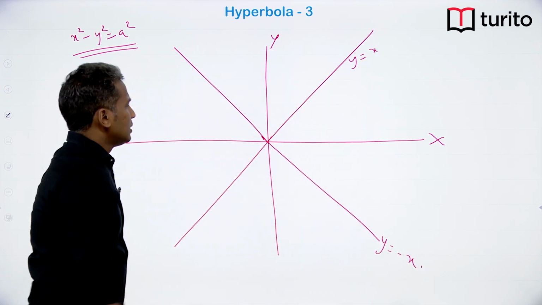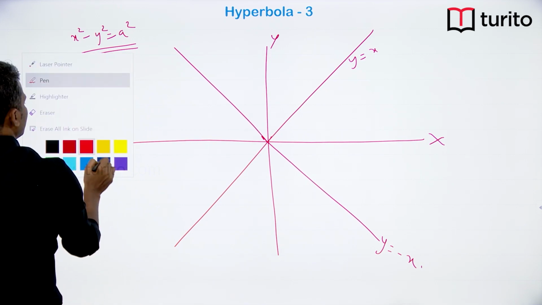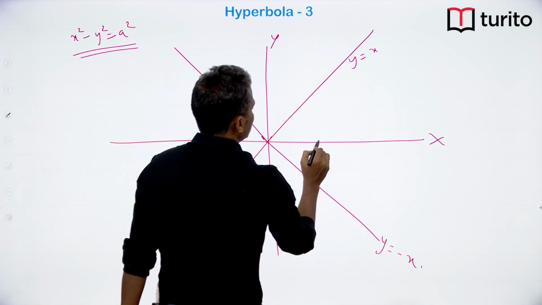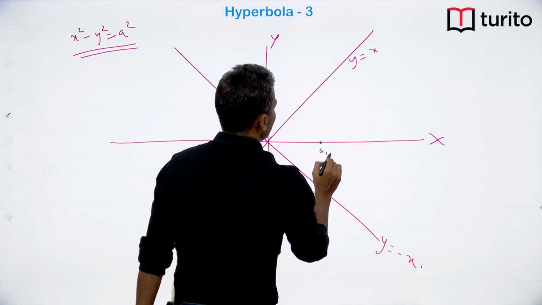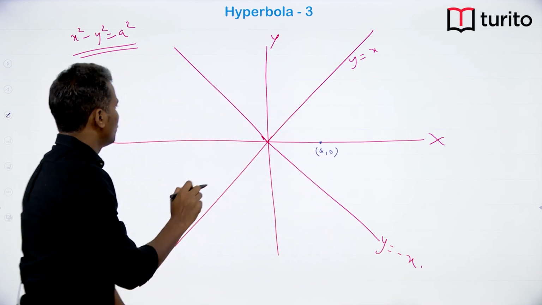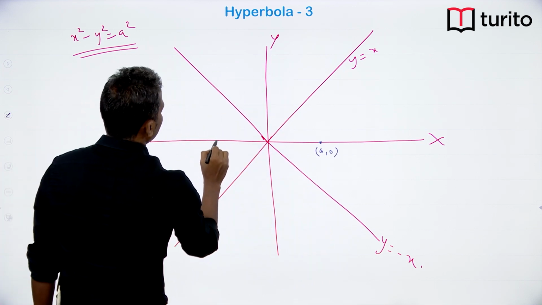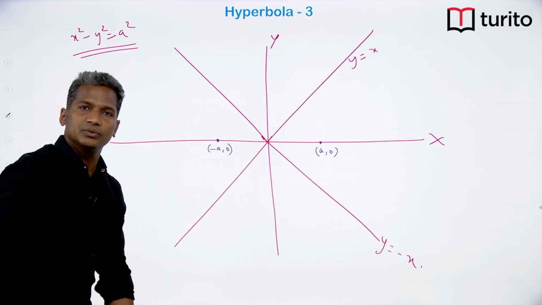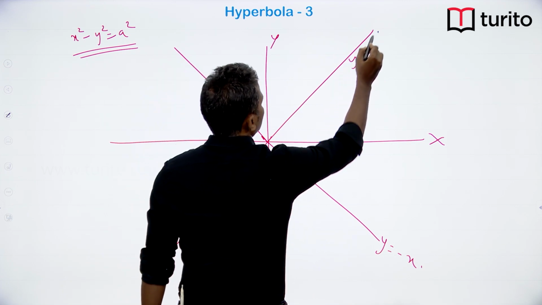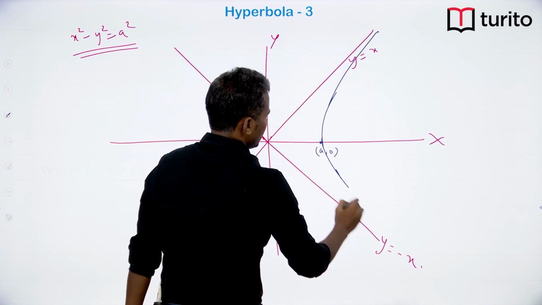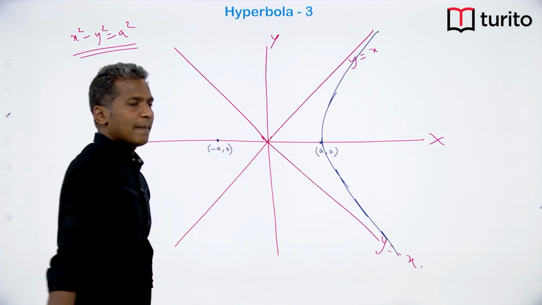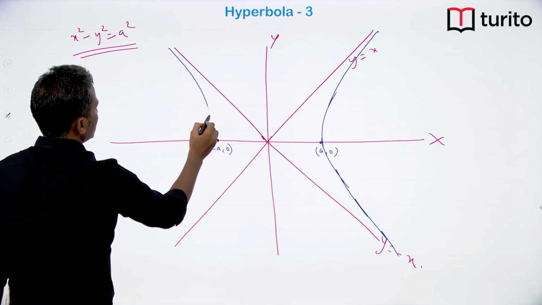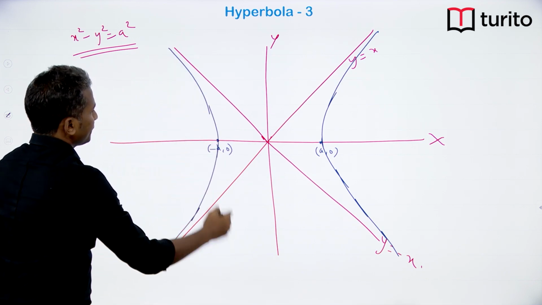Okay. Now, how would the graph look? Here there is one point a comma 0, it has to pass through a comma 0, and here another point which is minus a comma 0, it has to pass through minus a comma 0. Now, the hyperbola will look like this. Okay. Similarly, here also it will look like this.